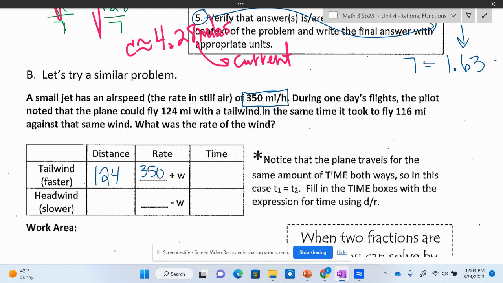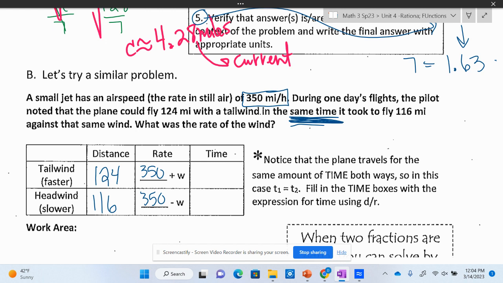Okay. What about on the return trip when he had a headwind? He was going slower. What was his distance? Yeah, he only flew 116 miles, but his speed was the same. The speed of the aircraft was the same. It's just that he was going against the wind. So notice in the little note, it says that the plane travels for the same amount of time both ways, because it said it took the same time. You see that? So that means that T1 equals T2.